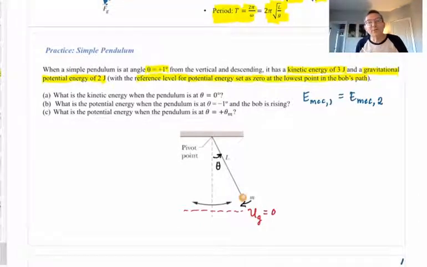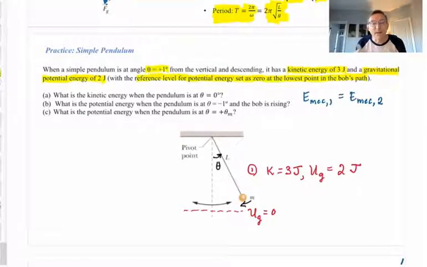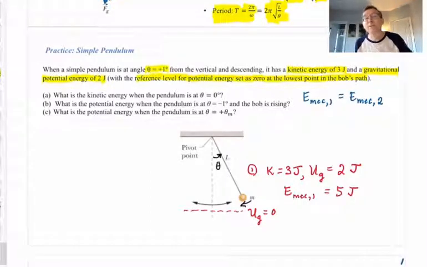So if I take that picture to roughly represent what this is talking about, theta is 1 degree, then I know that at this moment, if we call this picture 1, the kinetic energy is 3 joules, and the gravitational potential energy is 2 joules. That's my picture 1. Note then the E mechanical in picture 1, K plus U, is 5 joules. That means that the value of E mechanical at any other time I choose to look at, any other picture I choose to draw, the E mechanical has to equal 5 joules.